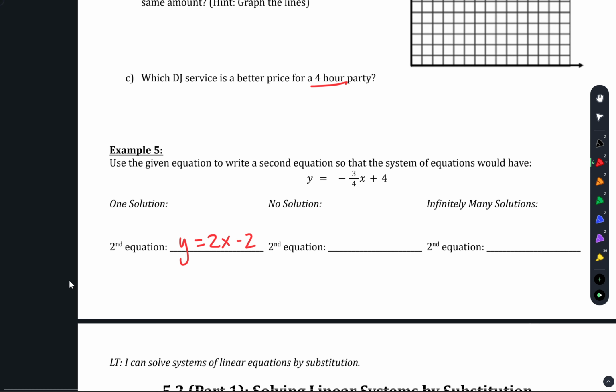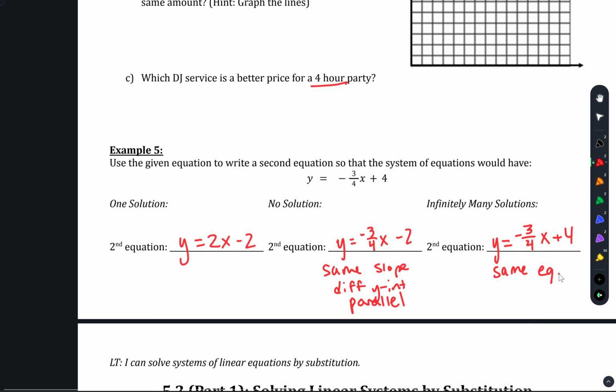Fine. Give me an equation that would give me no solution. Autumn. Perfect. This has the same slope and a different y-intercept. Therefore, they are parallel and would have no solution. Finish it off. Give me the equation that would give me infinitely many solutions. Y equals -3/4 x plus 4. That's the exact same equation. Any questions on this?